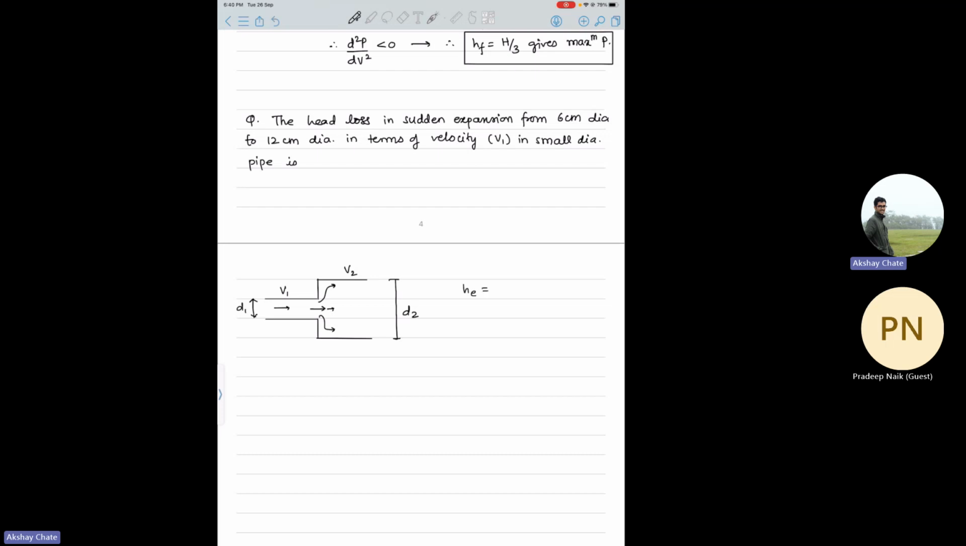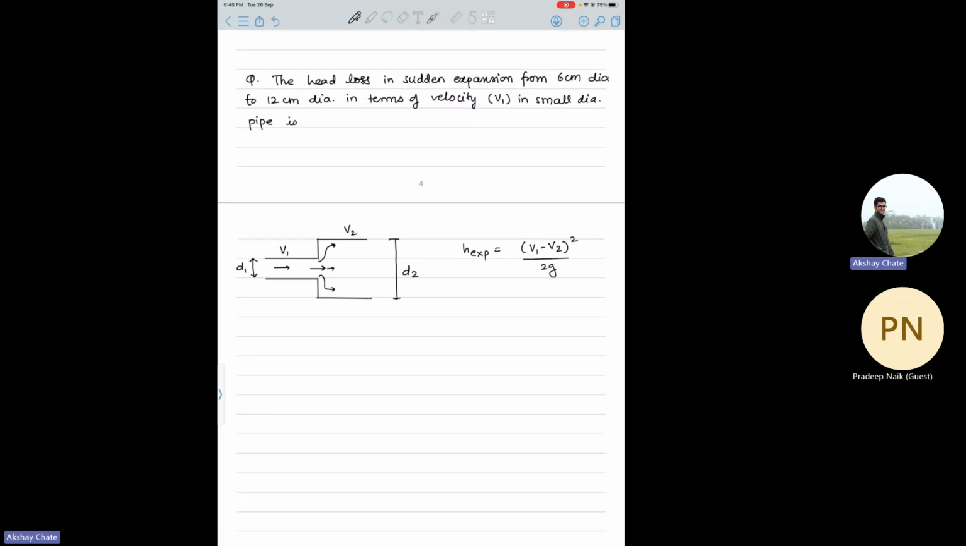Anyway, so now let's call expansion as EXP, I'll use EXP as the short form, and we know the formula, which is V1 minus V2 whole square by 2G. So this is the head loss due to expansion. Now let's see. It is asked in terms of V1. You can do the algebra in terms of V2 also. It doesn't matter. But what is important is we know that the total flow rate is A1 V1 is equal to A2 V2, right? This is our mass conservation.